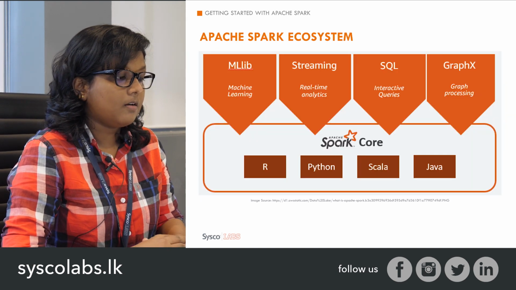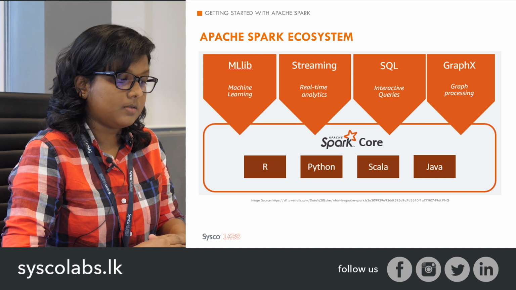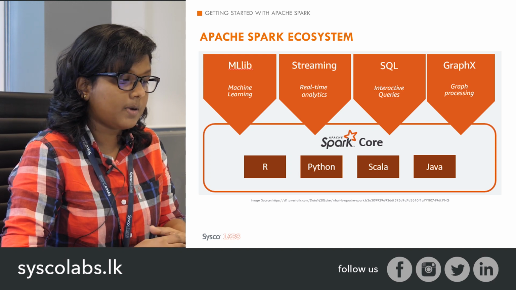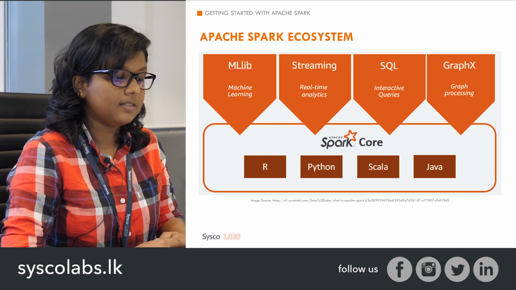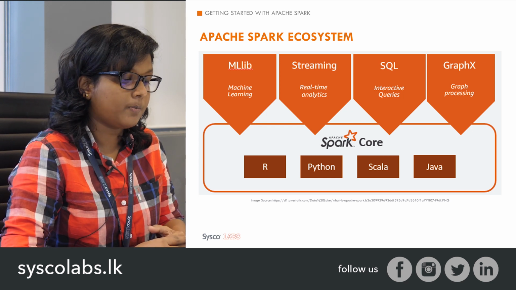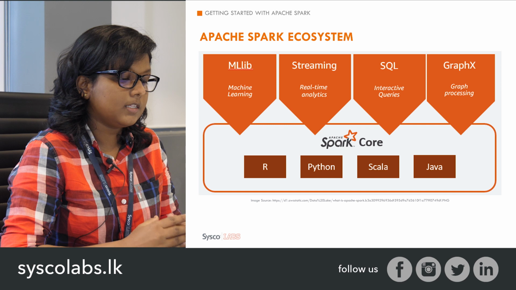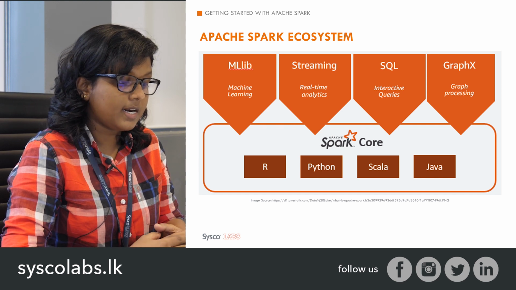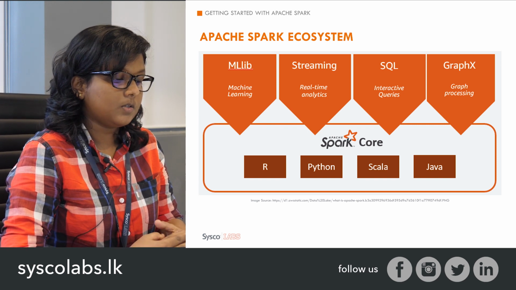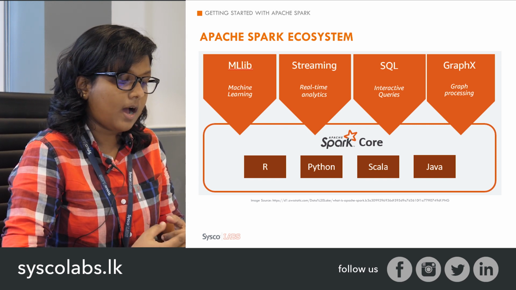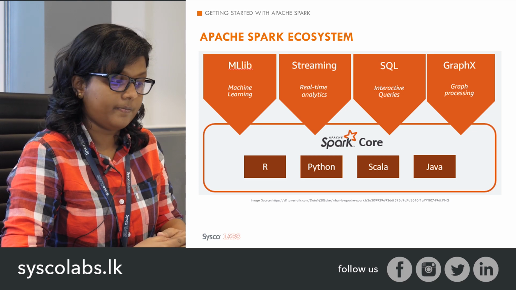Let's see what the Apache Spark ecosystem is. In the Apache Spark ecosystem, the main component is Spark Core. That is the foundation for the entire Spark project. In Spark Core, there are functionalities for I/O operations and distributed task dispatching and scheduling. There are APIs written in R, Python, Scala and Java.